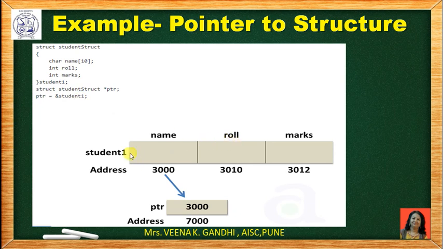You can see in the figure, student1 is the structure variable having members name, roll number and marks. So name starts at the address 3000. After that roll number is stored. After that marks is stored. So the pointer contains the address of the first member, which is name. Here 3000 is the address stored in the pointer variable.